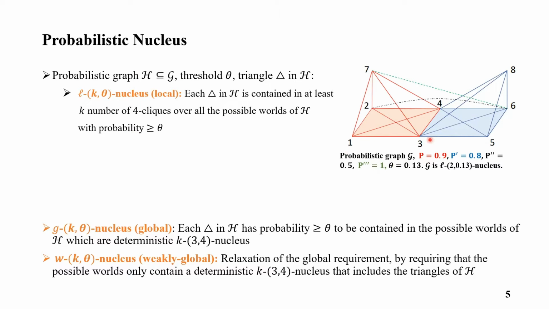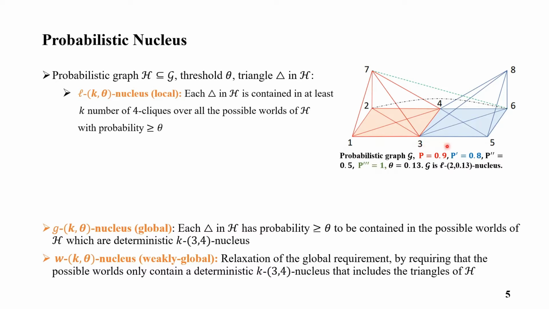Consider these probabilistic graphs with different edge probabilities and threshold 0.13. The whole graph corresponds to a local nucleus where k is equal to 2 and threshold is 0.13. Each triangle is contained in 2 four-cliques with probability no less than theta.